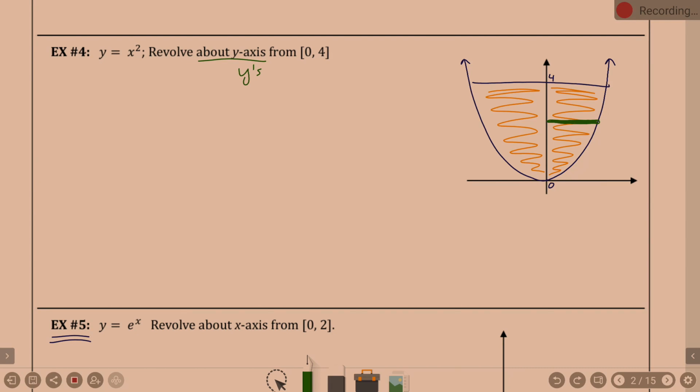My rectangle that I'm rotating about is a horizontal, right? It has a length of x across, yes? A height of dy. And it has a width, its change in y, so a width of dy, right? And it's also a radius, yes. It's also what we're going to think about as radius. Okay. And this graph was originally y equals x squared.